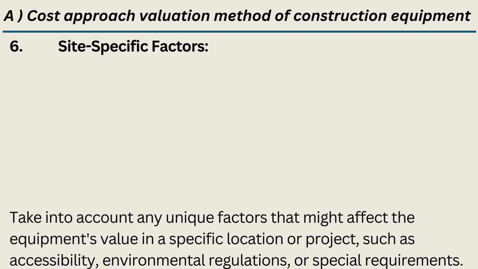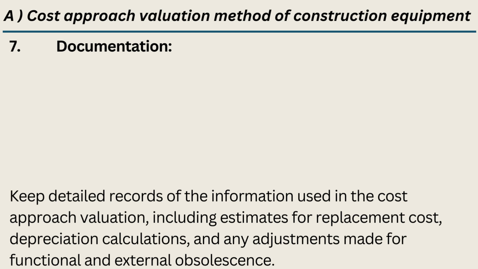6. Site-specific factors. Take into account any unique factors that might affect the equipment's value in a specific location or project, such as accessibility, environmental regulations, or special requirements. 7. Documentation. Keep detailed records of the information used in the cost approach valuation, including estimates for replacement cost, depreciation calculations, and any adjustments made for functional and external obsolescence.